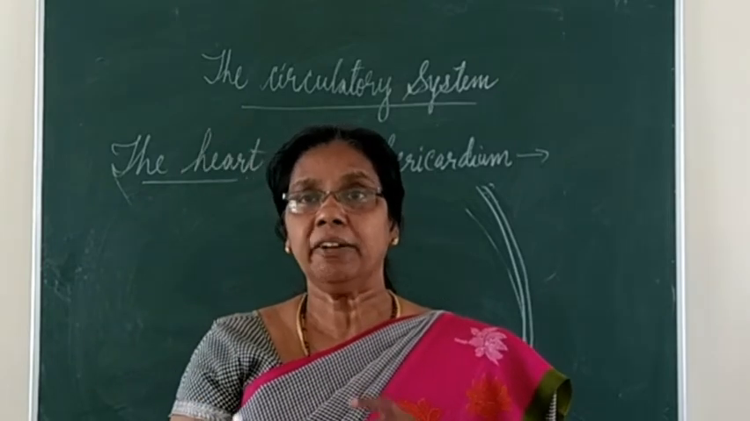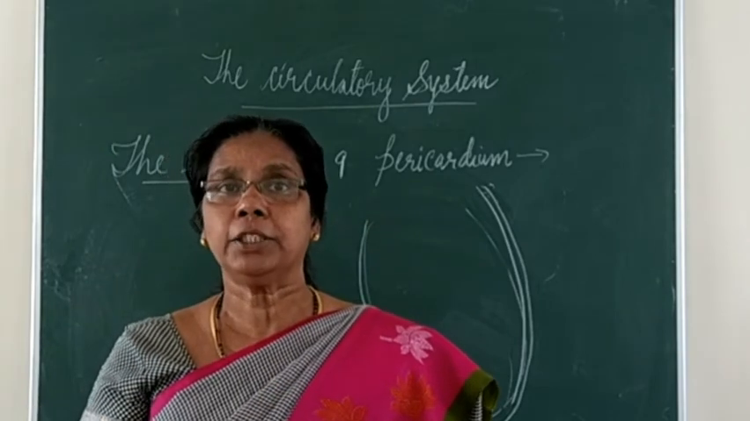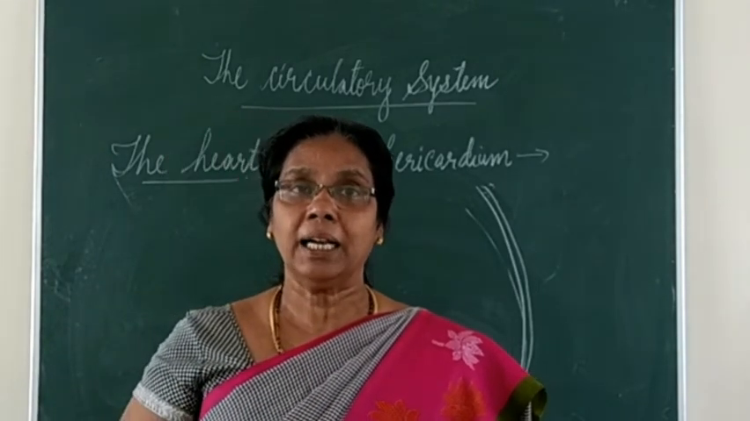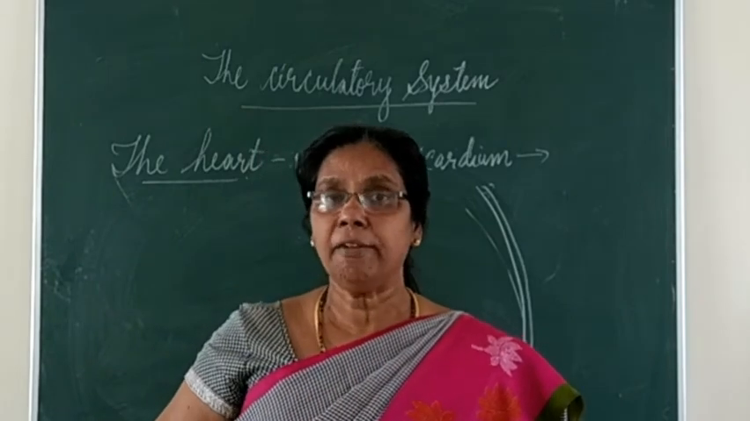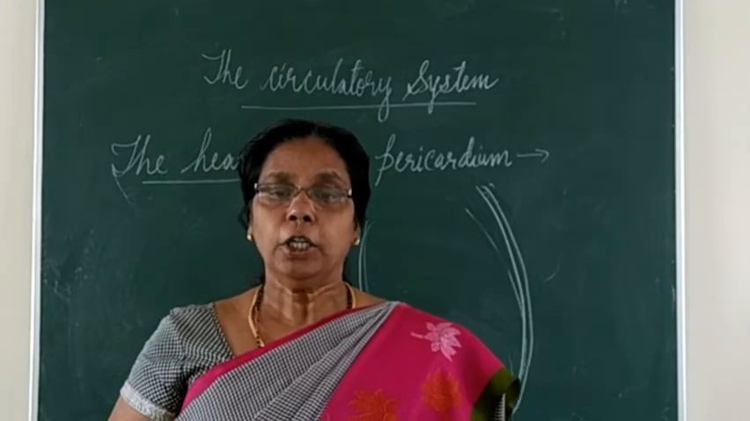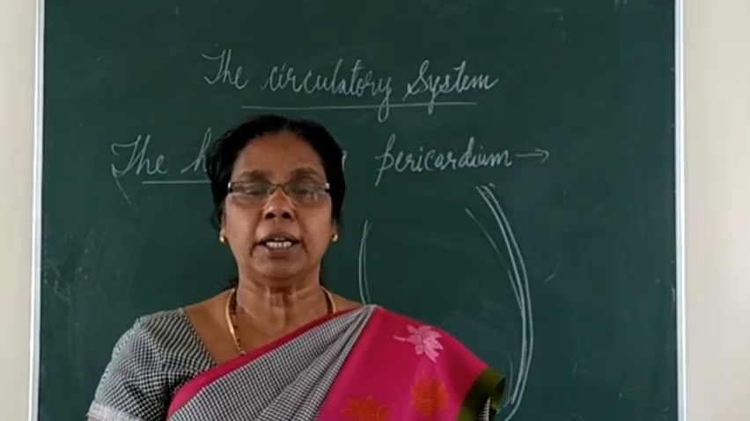So the posterior vena cava's function is to bring blood to the heart from which region? From our legs, and again from which part? From the abdomen region also. So these two big blood vessels, now you understood.